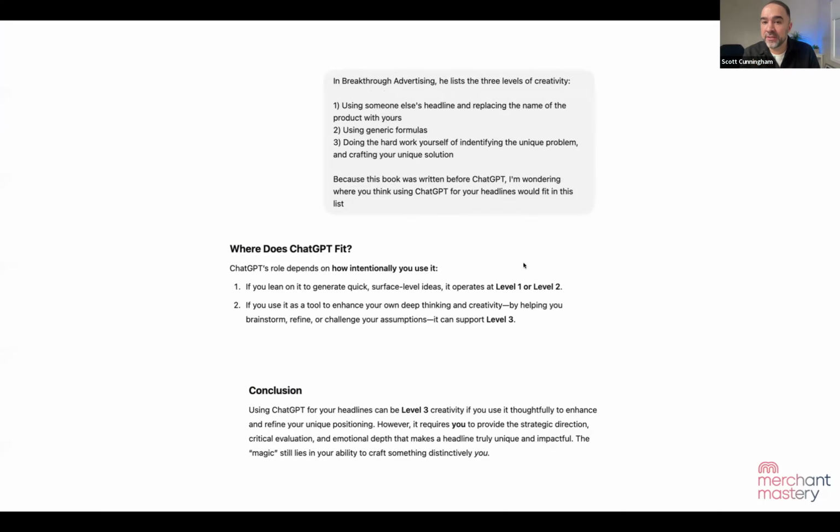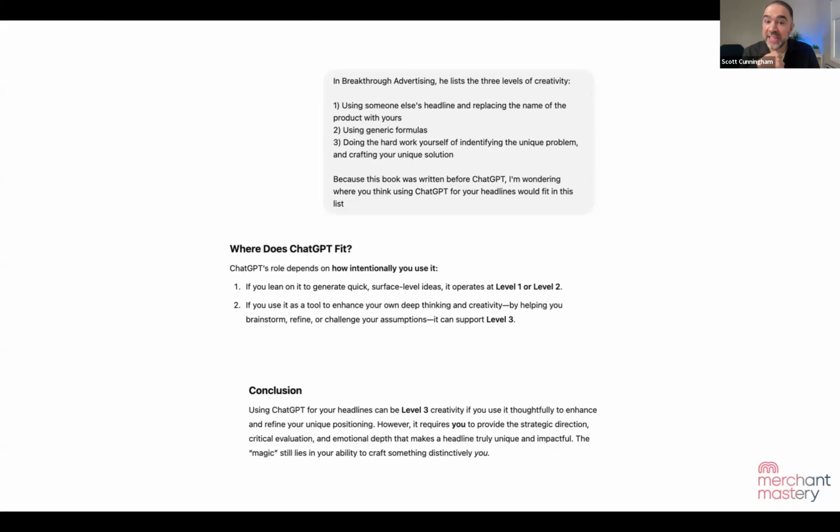ChatGPT is very useful when it comes to level one and two. You could say, create me a hook, create me a template, create me, we've all done it. Go and create me some hooks, create me some headlines, and ChatGPT will do it. But just remember, that's not a breakthrough hook, because ChatGPT is borrowing from everything else that's been said before. And so ChatGPT was saying if you want to use ChatGPT, you could also do it for level three of creativity, where you're being unique, where you're using ChatGPT as a brainstorming partner, challenging your assumptions.